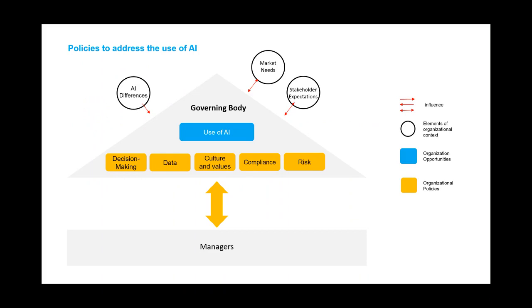So the decision-making processes need to be revised. The data that is now going to be the underlying layer for these AI systems may need additional considerations, as well as the culture and values of the organization, the existing compliance and what needs to be refreshed there, and also the approach to risk and risk management, now that there are AI systems with their specific characteristics, what needs to be changed and updated there. And after that, all of these updated policies will be provided to the managing level in order to apply them within the organization. Next, please.